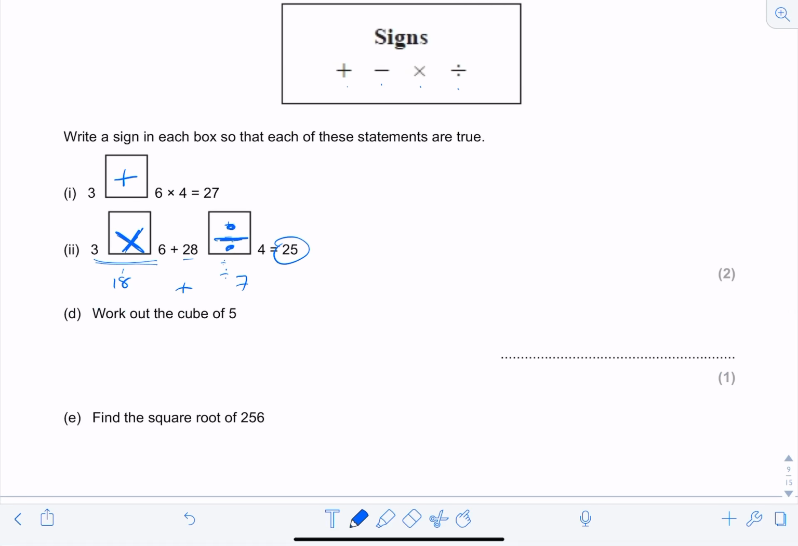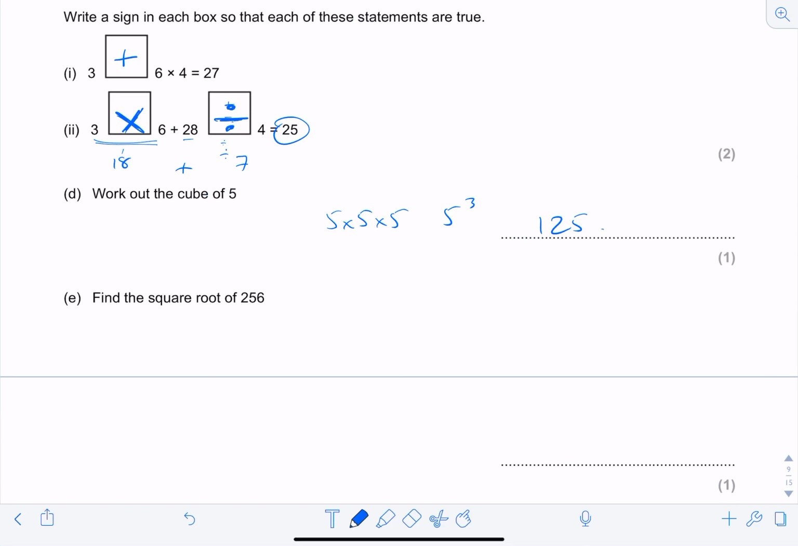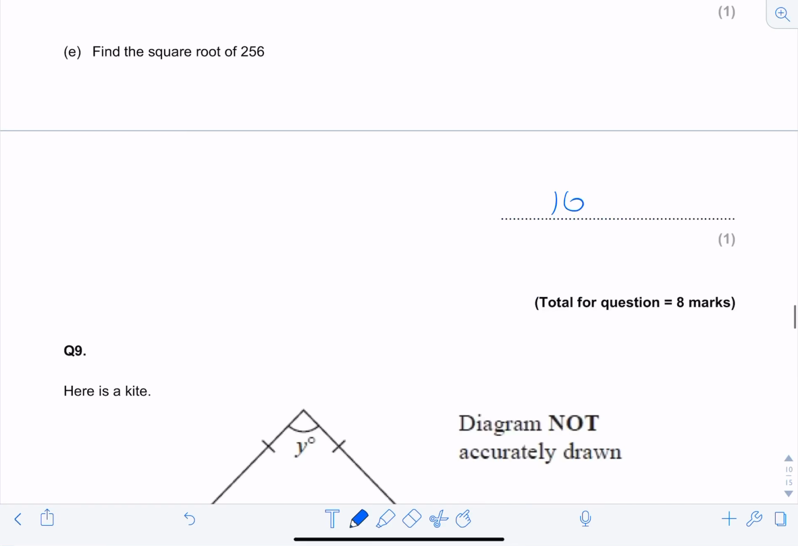The cube of 5 is 5 times 5 times 5, or 5 cubed. Nice and easy, 125 on a calculator. The square root of 256, straight into the calculator. Square root of 256 is 16.